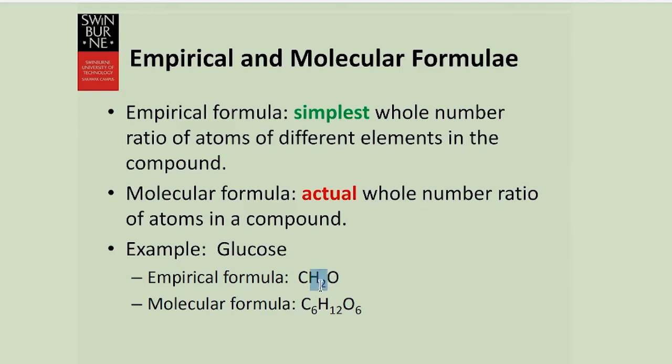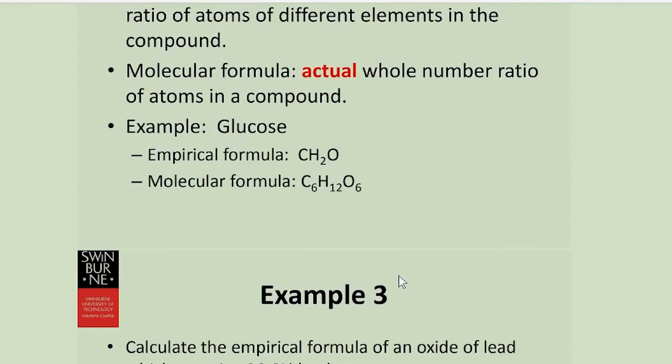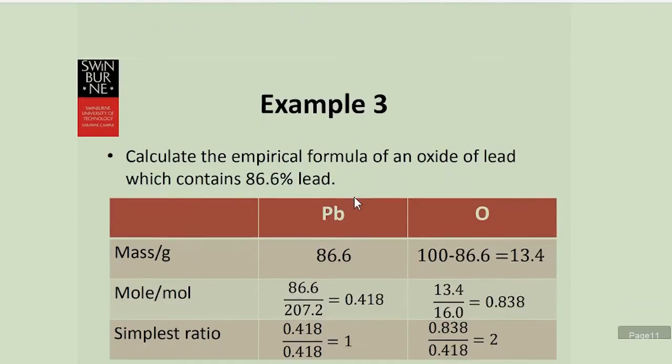We cannot express it in fractions. If there is any molecule and it is 0.5 or 1.5, we cannot express it in that way. We have to express it in whole numbers. So we can actually find the molecular formula from the empirical formula, or the empirical formula from the molecular formula, vice versa.